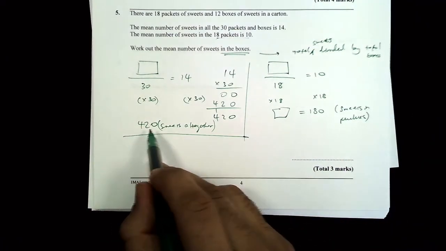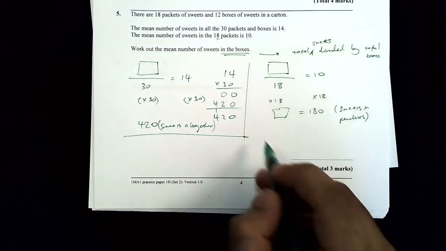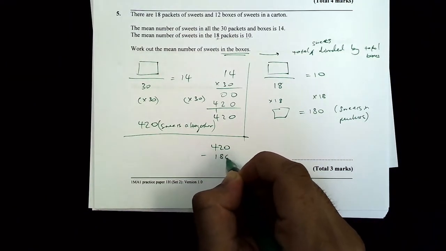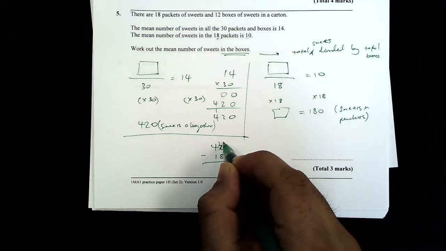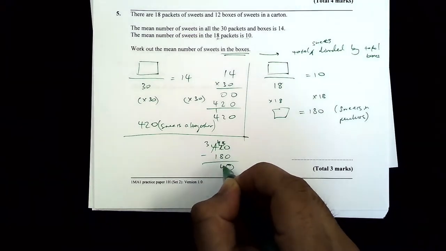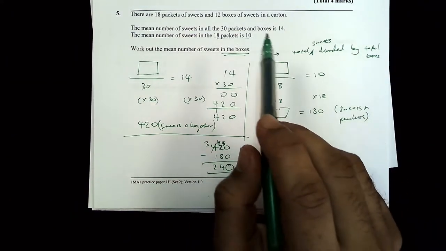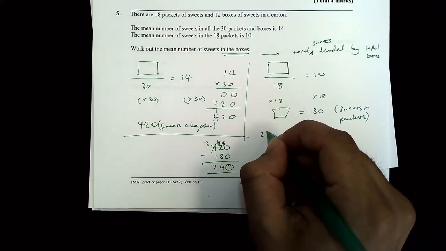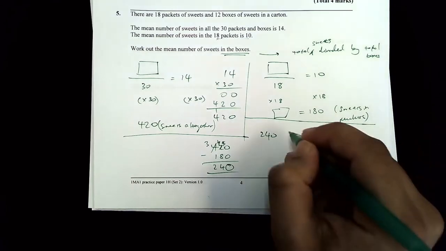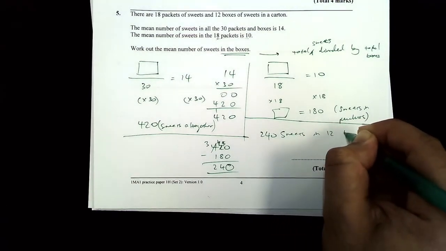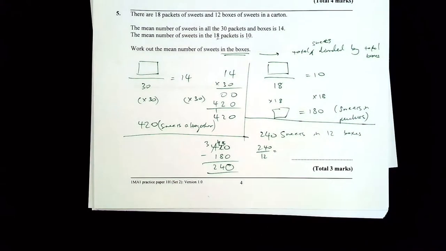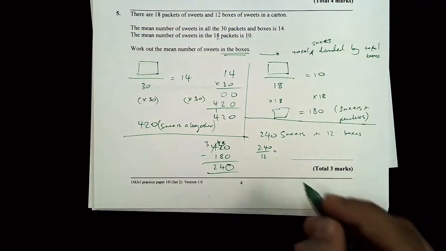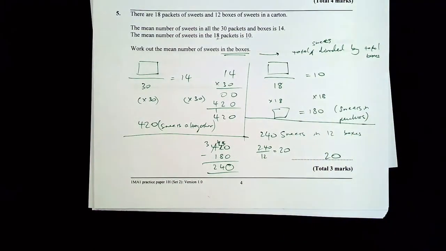Now, if there's 420 altogether and 180 in the packets, how many must be in the boxes? Well, 420 take away 180. I don't need to borrow here, stupid man. Borrow from here, 12 take away 8 is 4, 3 take away 1 is 2. So I've just worked out there's 240 in the 12 boxes. So 240 sweets in 12 boxes. And finally, you're going to divide by 12. 240 divided by 12 gives me, well, 24 divided by 12 is 2, so that's 20. So the average is there are 20 sweets in each box.